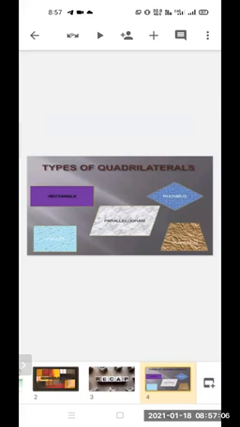What is the definition of a parallelogram? Do you remember? From the word itself, parallelogram, you get the meaning parallel. A parallelogram is a four-sided geometrical figure in which pairs of opposite sides are parallel.